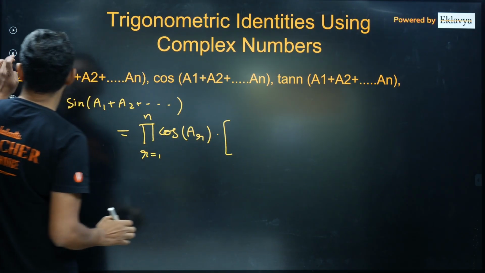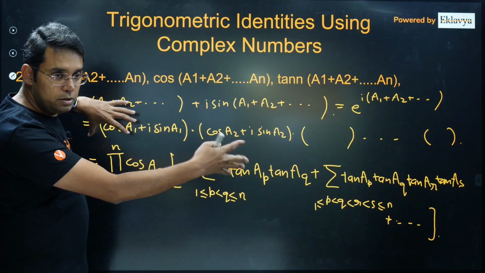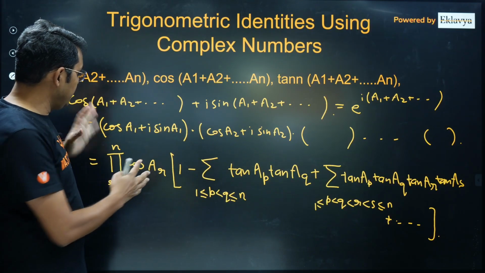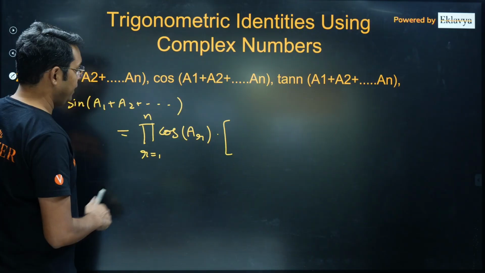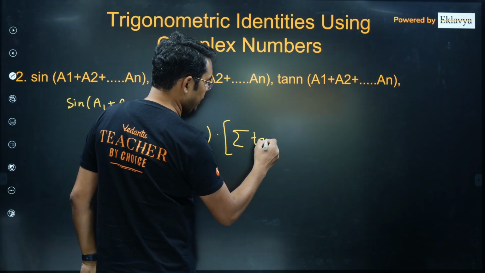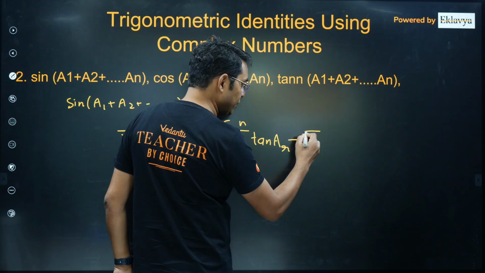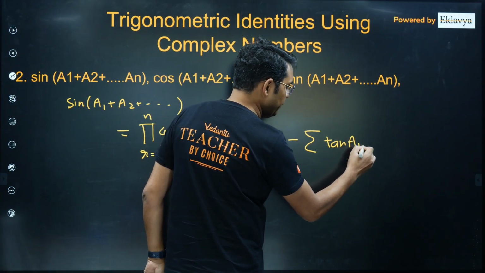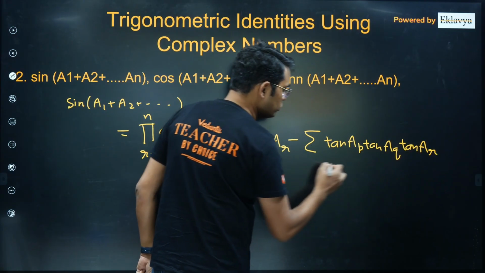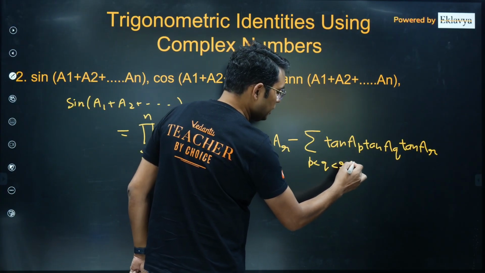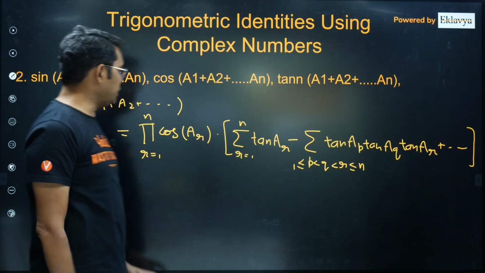Okay, and then the first imaginary part will be coming when one sine is multiplied with all the cos. So there will be one sine, all cos. If you take all cos common, so all cos going out, this sine will become tan. So here it will be just summation of tan A R, you can say, R equal to 1 to n. Then minus sign will come and there will be 3 tans, tan AP, tan AQ and tan AR. Here also P less than Q less than R less than or equal to n, greater than or equal to 1, and so on. Okay, so this is the formula for sine.